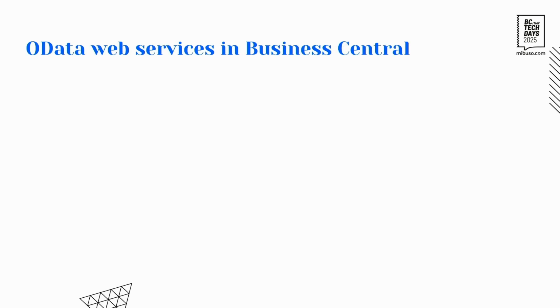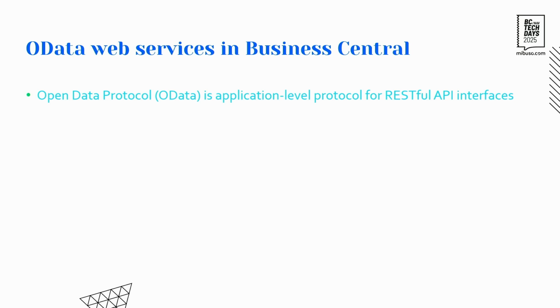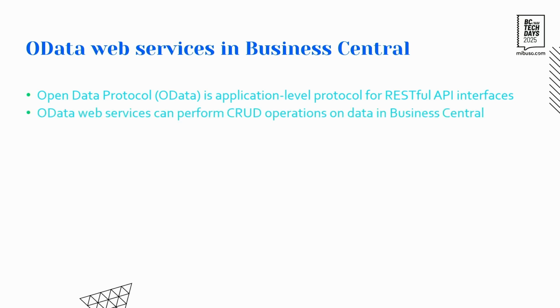So OData web services in Business Central have been there for some time, but just like a primer, OData is an application level protocol which builds on top of RESTful API interfaces. It can perform CRUD operations for your data in Business Central, and you can expose your objects like pages, queries, code units as OData endpoints, and then interact with them.